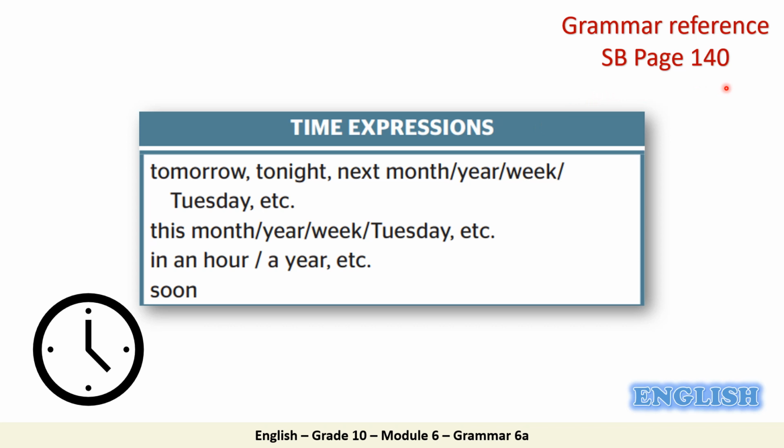Take a look at your grammar reference, page 140 in your student books, and make sure that you highlight the time expression words that you need to use in the future tenses. This is very important. Refer to it when you are studying.